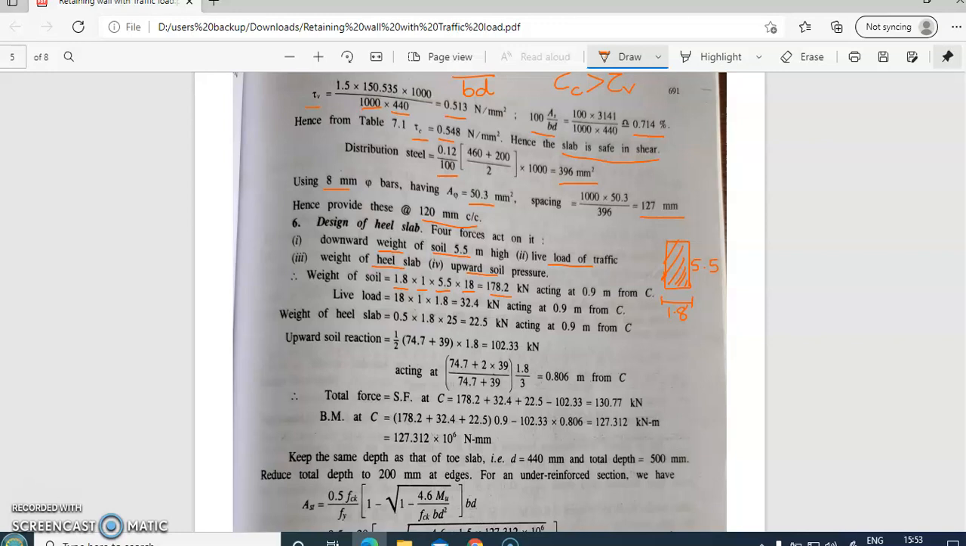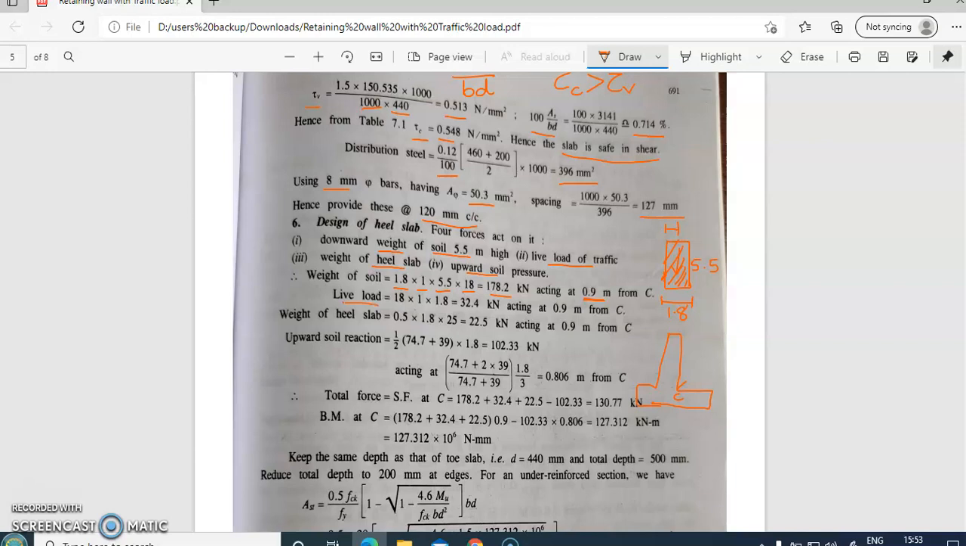need to find the centroid of this from the point C. So this point here is C. So if we want to find out the centroid of this rectangle, it will be at half of 1.8, which is 0.9 meters from C.